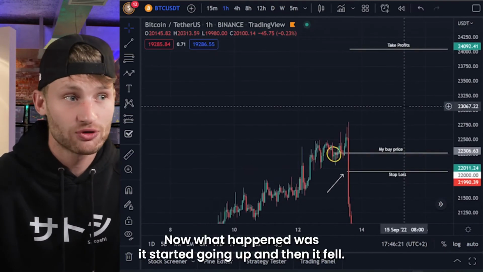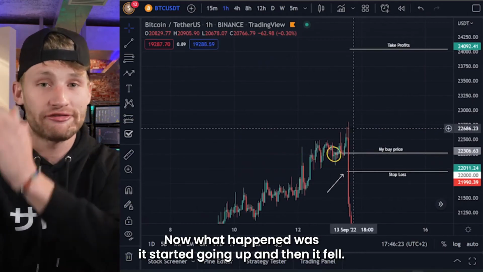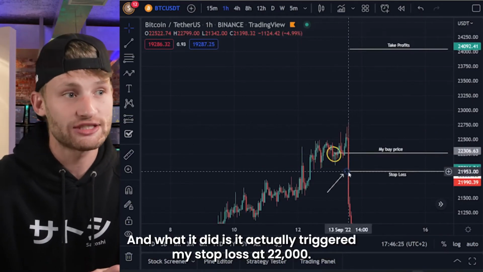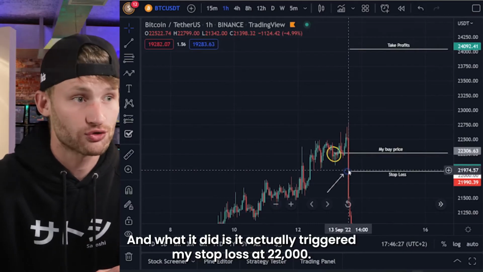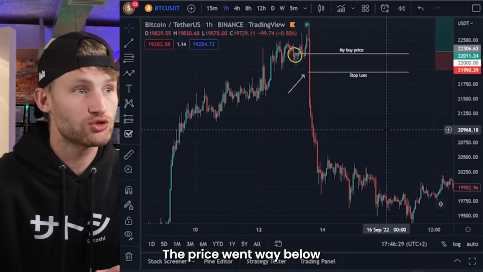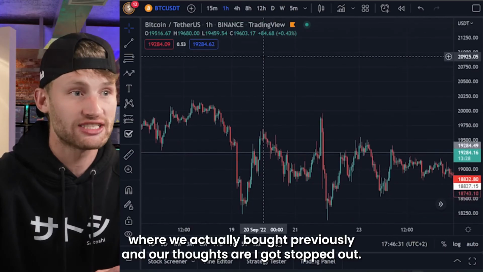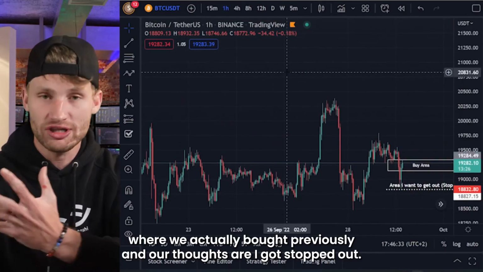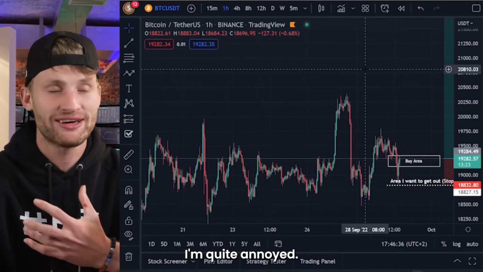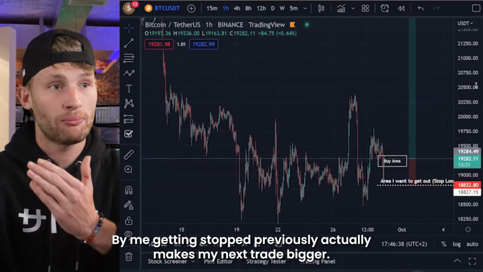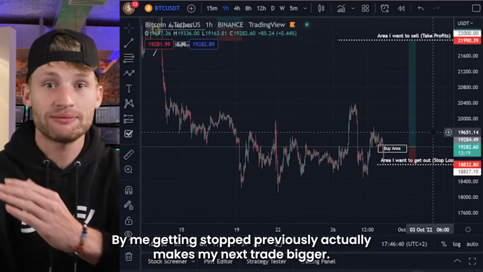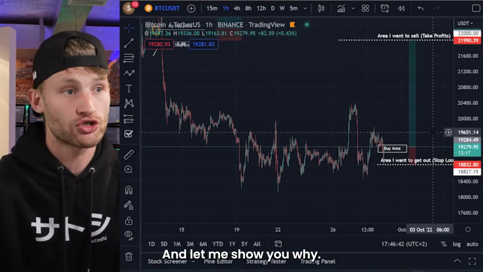Okay. Now what happened was it started going up and then it fell. It actually triggered my stop loss at 22,000. Then the price went way below where I bought previously. And I thought, I got stopped out. I'm quite annoyed. But then I realized, oh wow, me getting stopped out previously actually makes my next trade bigger. And let me show you why.